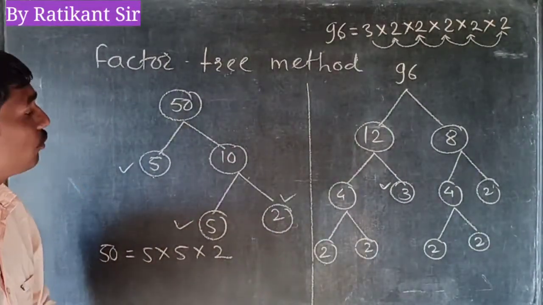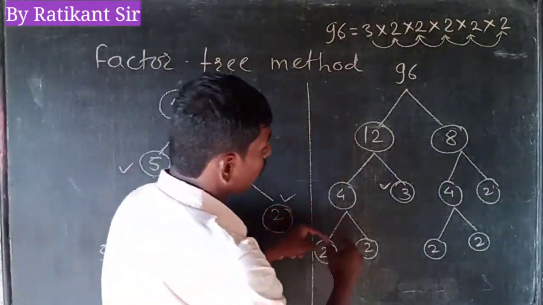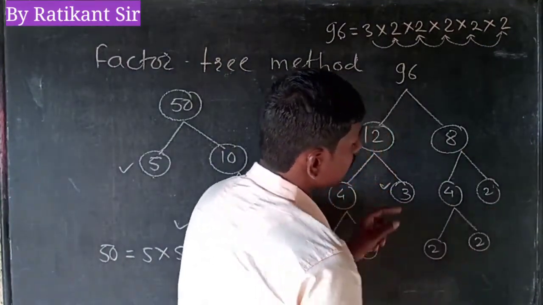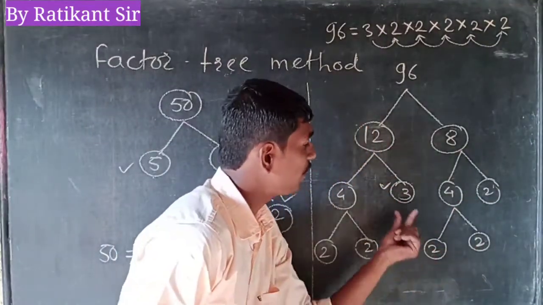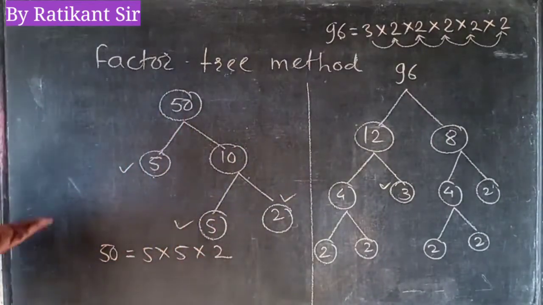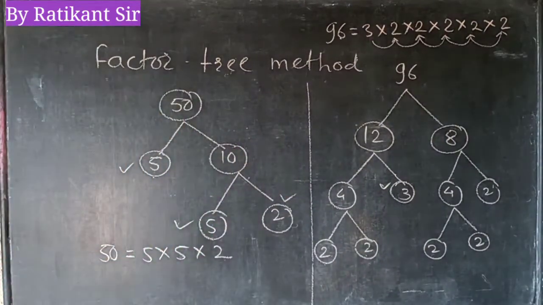But listen carefully, we have to write here only prime numbers. The last numbers must be prime numbers. So this is the factor tree method.